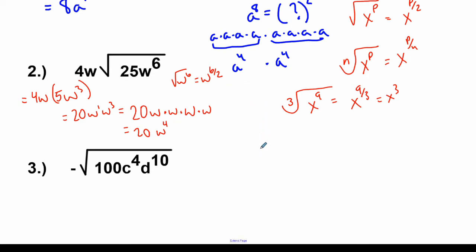All right, let's look at what we should have gotten for number 3. So square root of 100 is 10. This negative is hanging out here, so I got negative 10. I'm going to divide both of these exponents by 2. So c squared d to the 5th. If you got both of those, great job.